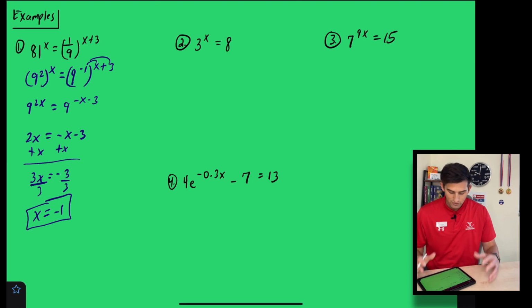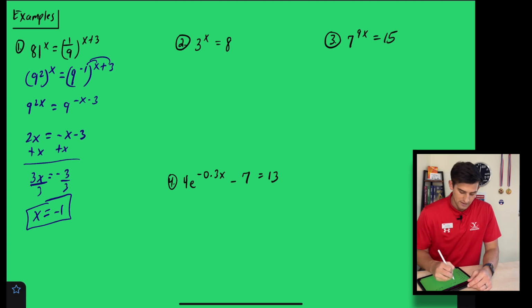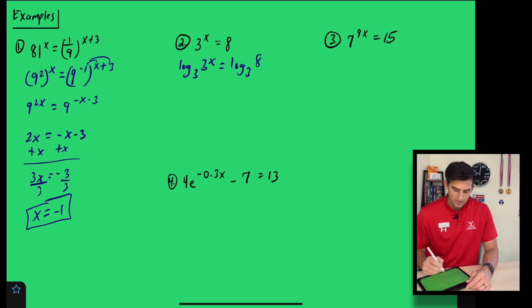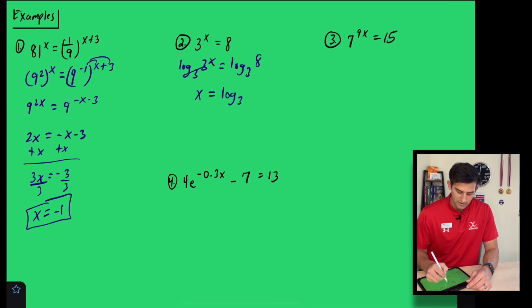Now, on the other three examples that we're going to do, we don't have bases that are easy to rewrite to be the same. So we're going to use log here. For number 2, we have 3 to the x power equals 8. In order to get that 3 to the x power, that 3, to go away, we can take log base 3, because log base 3 of 3 would just be x. So we apply log base 3 to both sides. We can say log base 3 of 3 to the x, and whatever we do to one side, we have to do to the other, so log base 3 of 8. Now log base 3 of 3 just gives me x, and I know x is equal to log base 3 of 8.